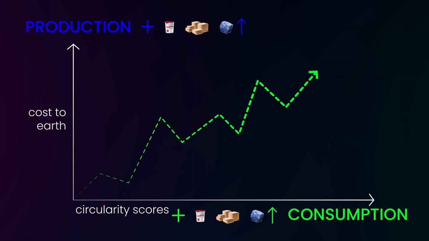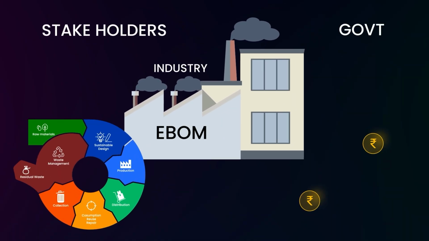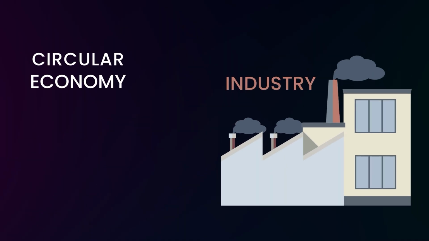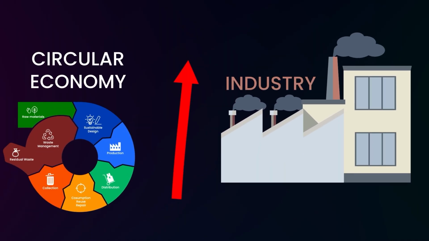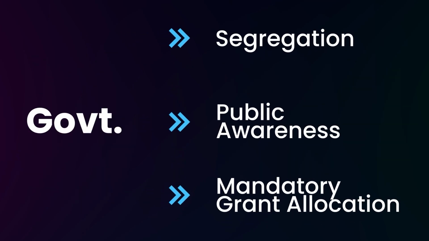To strengthen this, there is a need to involve other stakeholders and facilitate circular economy. Now, EBOM recovered having similar material types can be reintroduced into other supply chains, further strengthening and boosting the economy. Government can aid and facilitate these via different channels, be it segregation, public awareness, or mandatory fund allocation.